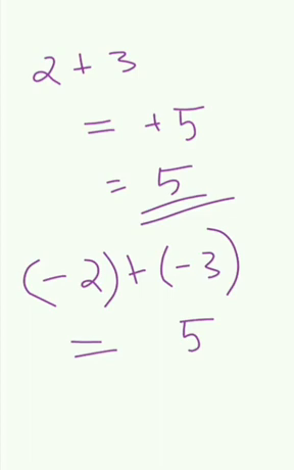Then we need to put the common sign. Here both the numbers are having the negative sign. So we will write this common sign, that is the minus sign, in front of the number. So the answer is minus 5. So this is how we add integers of like signs.